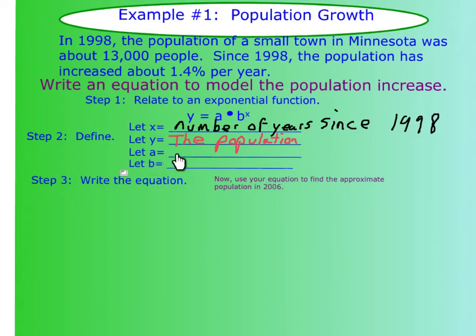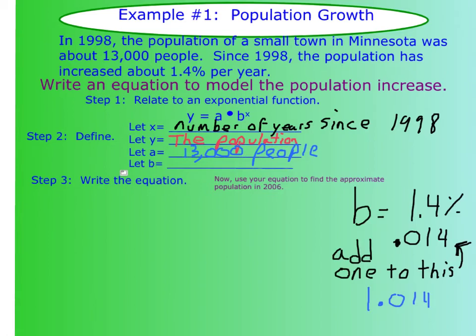A is going to be the initial amount. So in this case, our initial amount was 13,000 people. Okay, that was in 1998. And B is going to be our factor, our common ratio, our base. We have to talk about this one. So let's talk about this for a second.